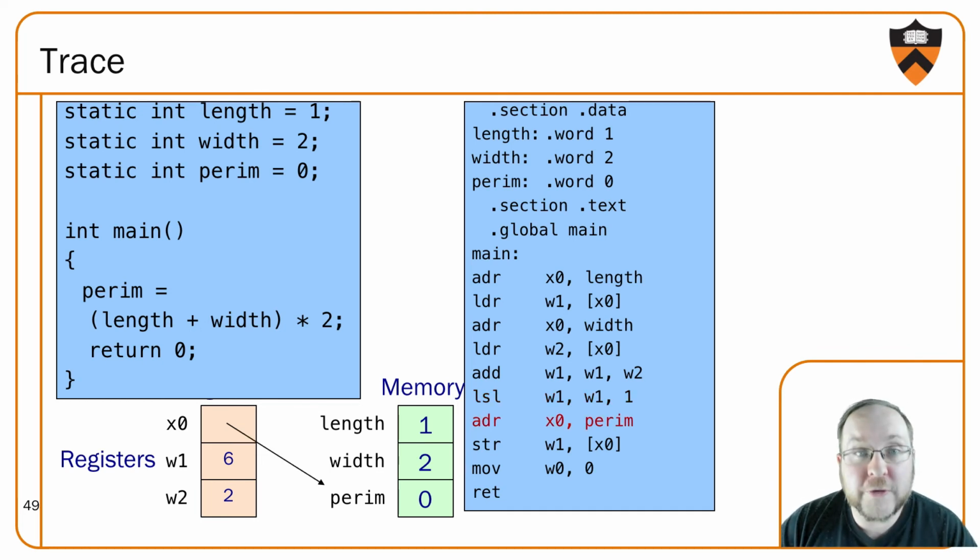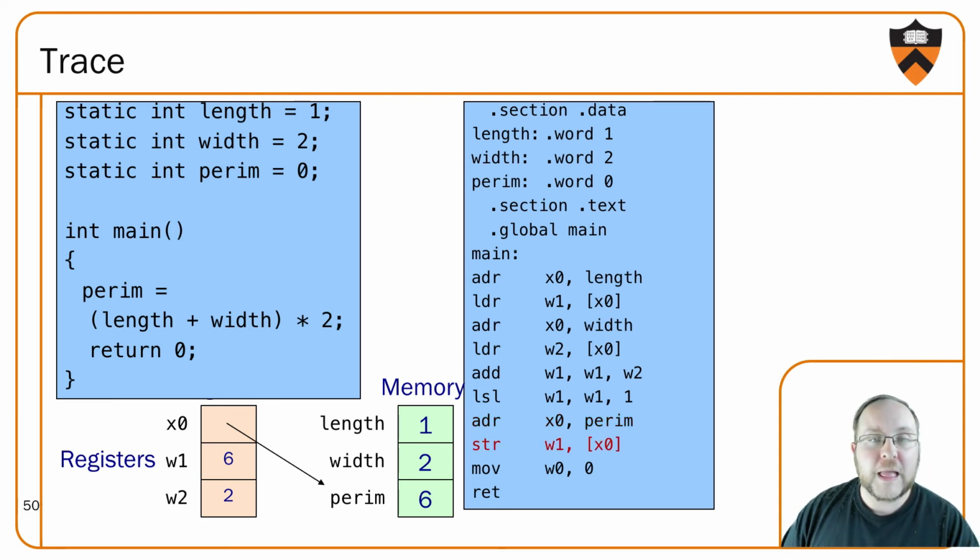So next we're going to do another ADR to change the pointer x0 once again. And then we dereference the pointer again, but this time in a store. So it's like dereferencing on the left-hand side of a C assignment rather than on the right-hand side. We're going to store into the spot we get when we follow the arrow.